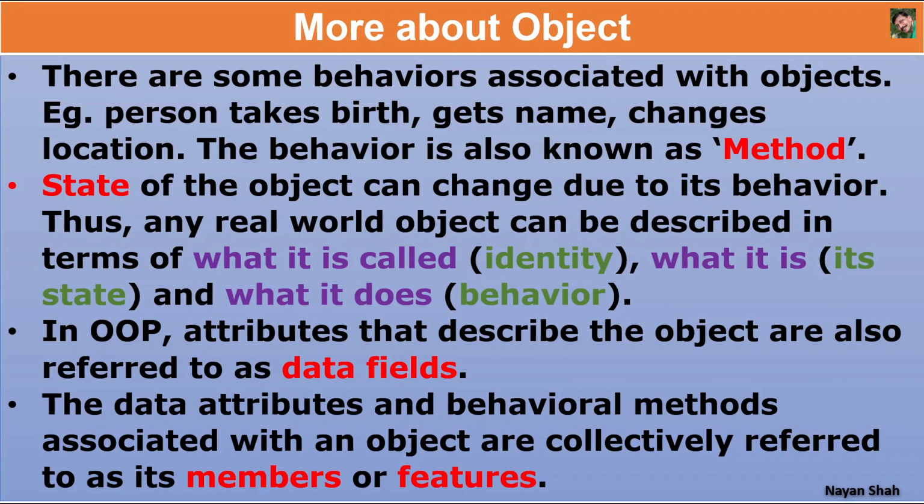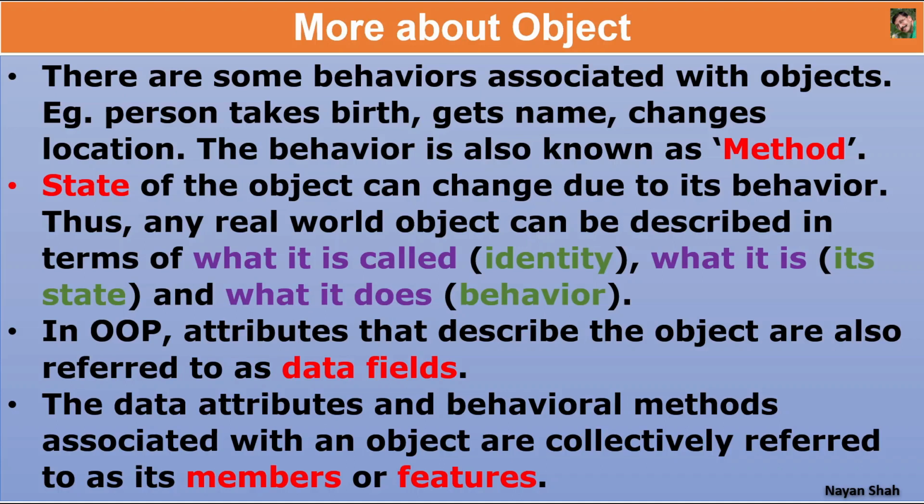For example, a person takes birth, gets a name, changes location, all these things. The behavior is also known as method or function. You can call it whatever you want, method, function, or behavior. State of the object can change due to its behavior.